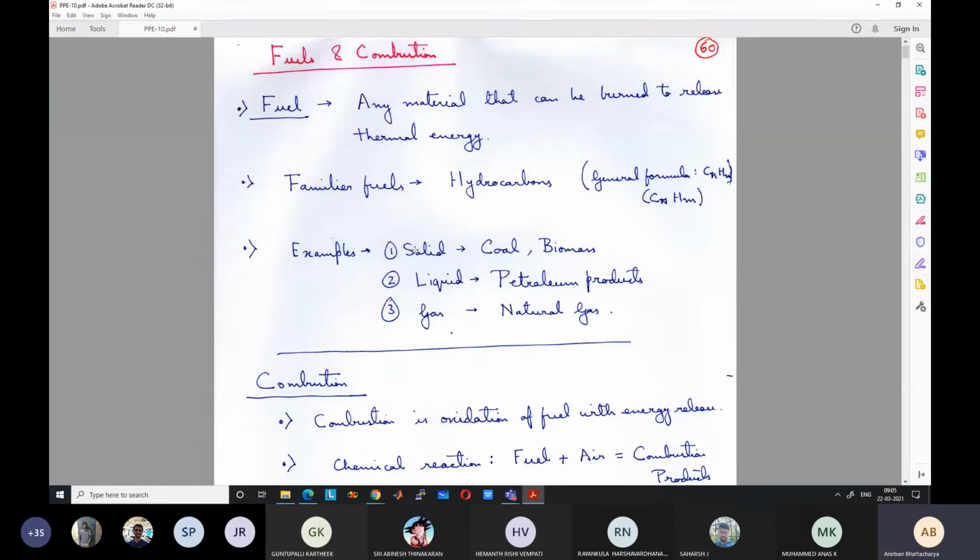Examples again very trivial. All of us know that solid fuels include coal, already one of the most popular fuels. Then biomass is also a type of solid fuel. Liquid fuels we know, all the petroleum products like petrol, gasoline or diesel. Okay, and the gas form will be natural gas.